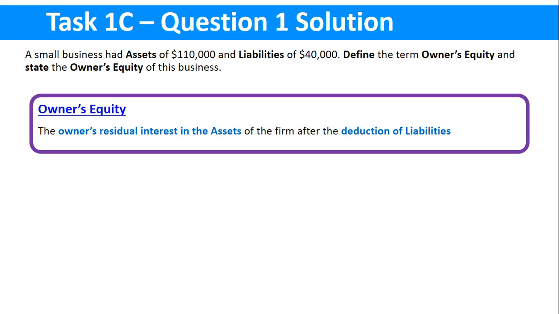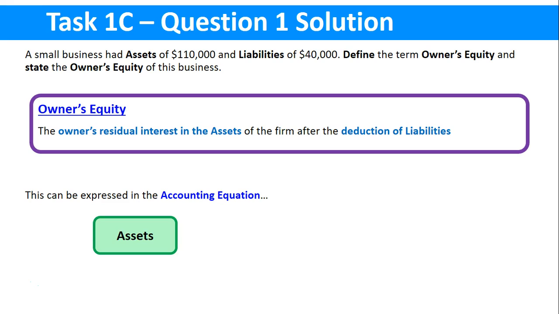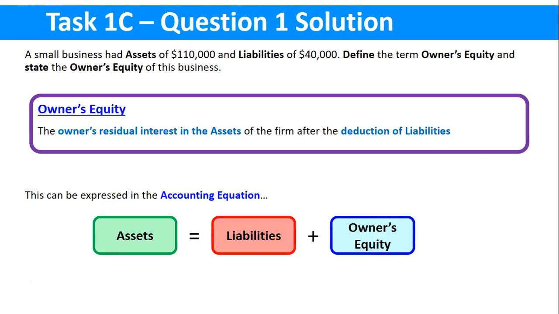The definition of owner's equity is the owner's residual interest in the assets of the firm after the deduction of liabilities. So what we can do is express that in the accounting equation, whereby our assets must always equal our liabilities plus our owner's equity.